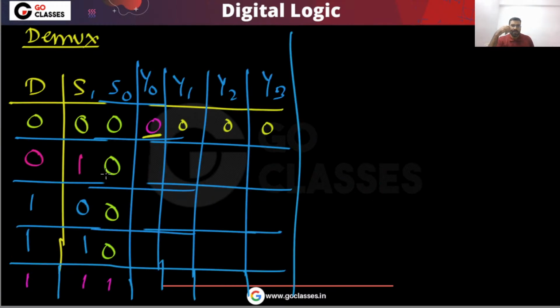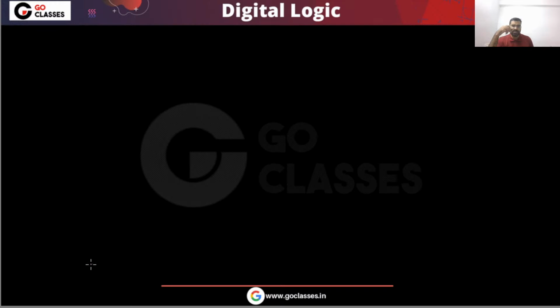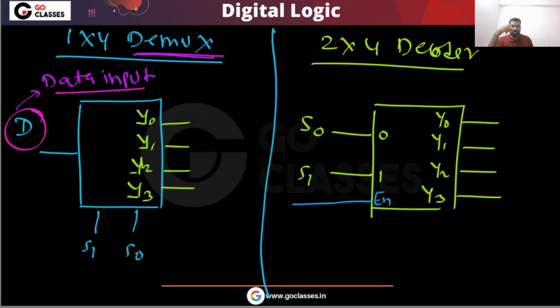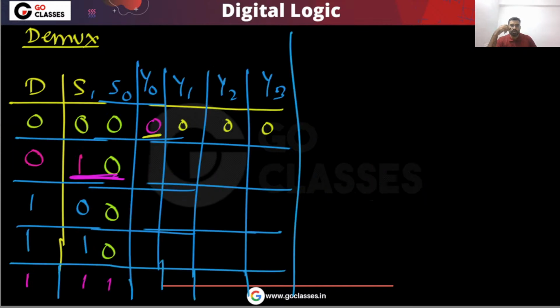Next, when these are 1, 0, S1 S0, what will happen? When these are 1, 0, this data will go to y2. So y2 will be equal to data, and the others will be 0, 0, 0. This is what I am saying.